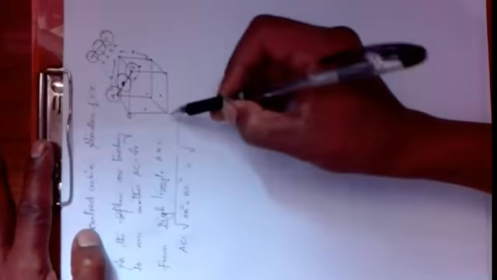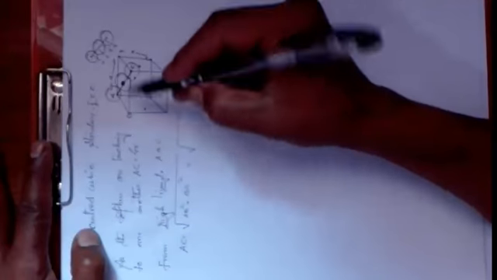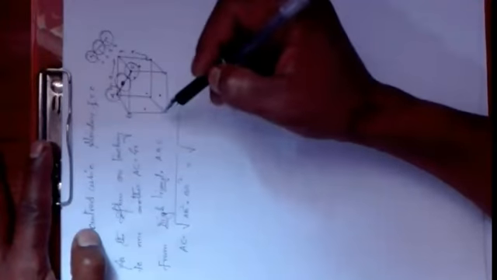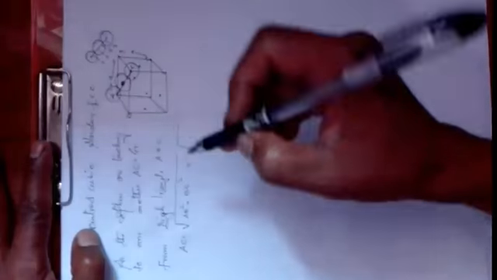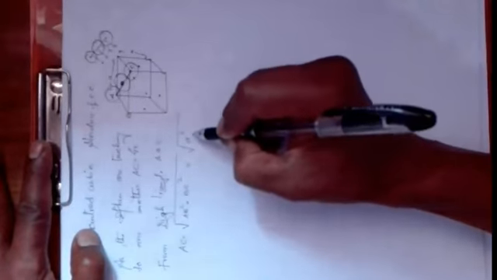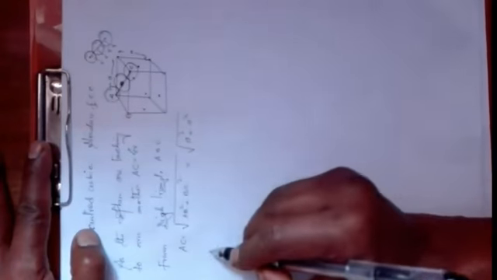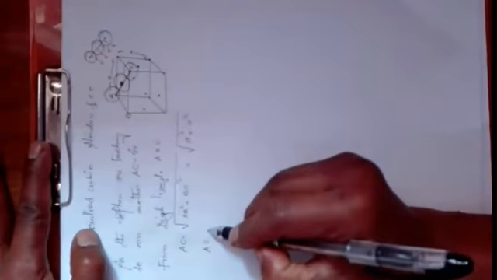AB is the edge length and BC is also the edge length. So the value of AB will be equal to A square. The value of BC will also be equal to A square. If you sum them, AC is equal to how much?